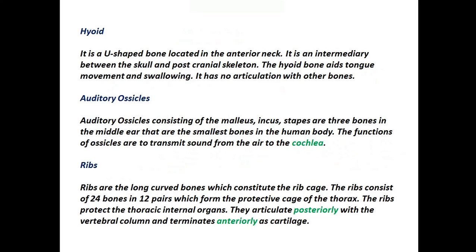Next, ribs. Ribs are the long curved bones which constitute the rib cage. The ribs consist of 24 bones in 12 pairs which form the protective cage of the thorax. The ribs protect the thoracic internal organs. They articulate posteriorly with the vertebral column and terminate anteriorly as cartilage. These posterior and anterior things are discussed in another video.